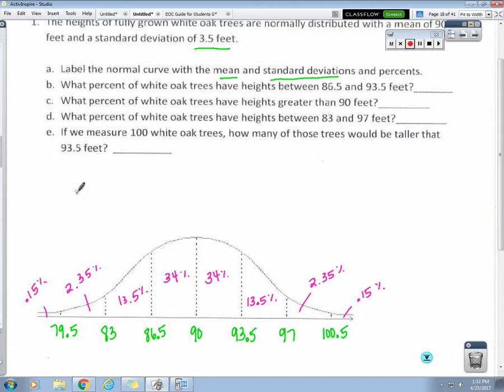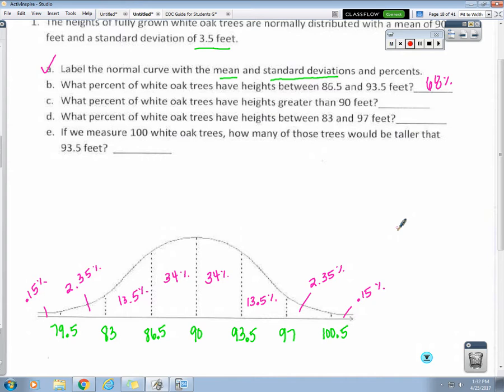So we've done A. We labeled the curve with the mean, the standard deviation, and the percents. Now that we have that, we can answer questions about it. What percent of white oak trees, which is what all this data is about, have heights between 86.5 and 93.5? So from this line to this line, what percent fall in that category? 68%.